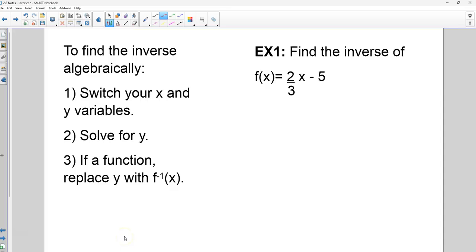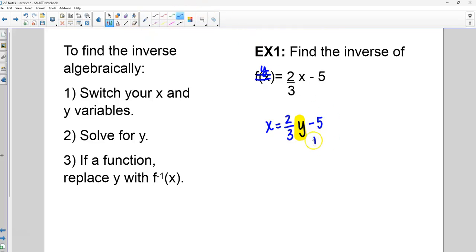So, algebraically, if you're given a function, you are going to follow these steps here. So the first thing that you do is you switch your x and y variables. Now, my f of x, I can treat that like my y, right? So I'm going to switch the x and the y. So I will have x equals 2/3 y minus 5. Then we need to solve for the new y. And what we've done there, because reflecting over the line y equals x, we switch the x and y coordinates, right? So if we switch where x and y are in the equation, that has that same effect.